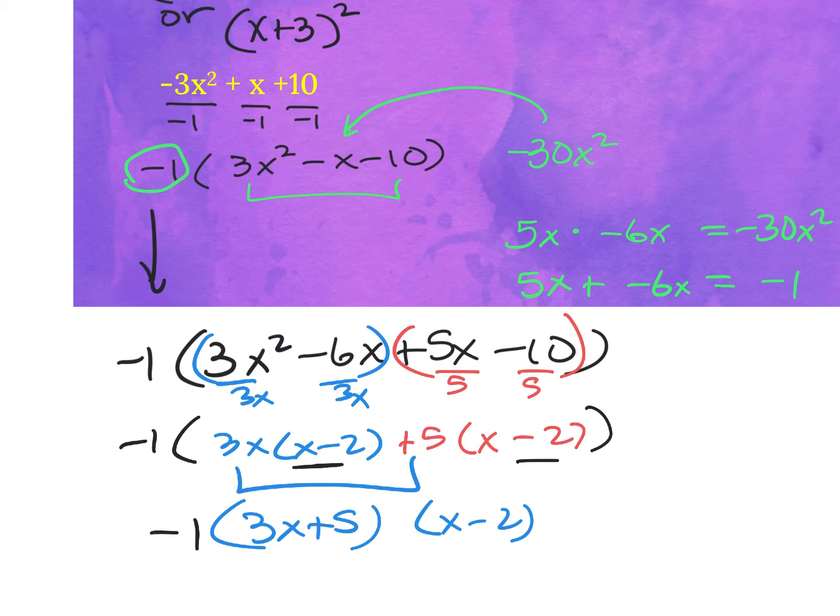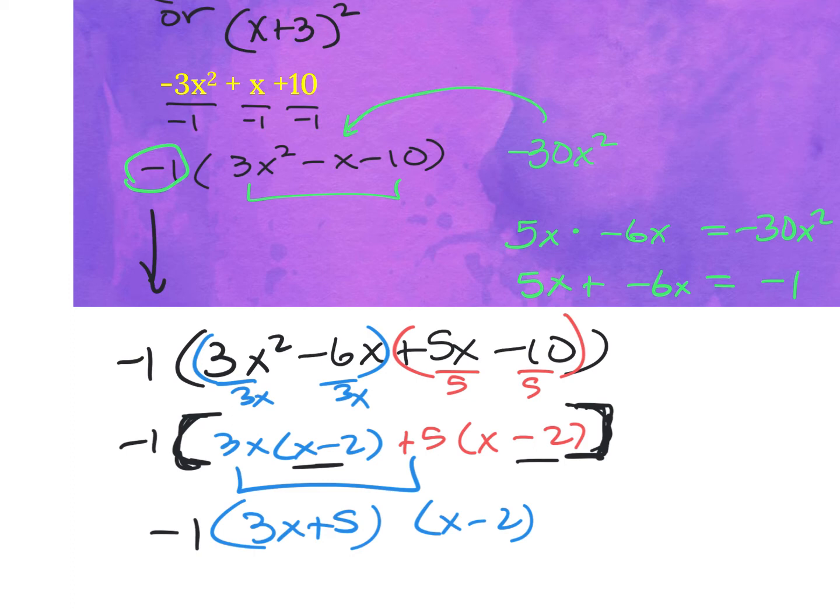So just know that this negative 1, if you'd rather do it as a bracket, where you've factored out that original GCF, you could put it out there and then do the process of that trinomial. Now the next one is a binomial.